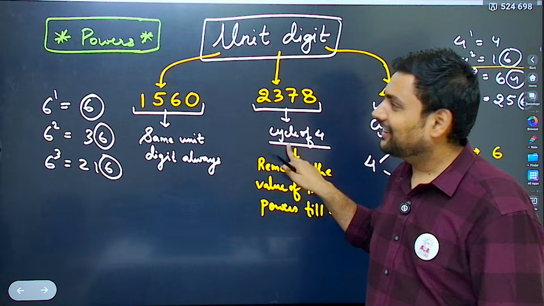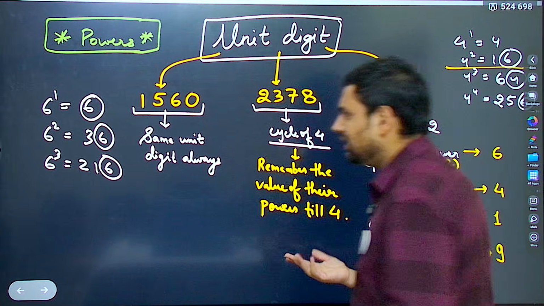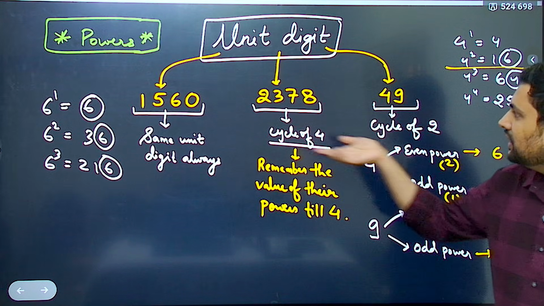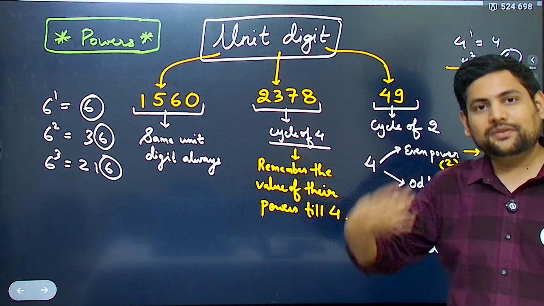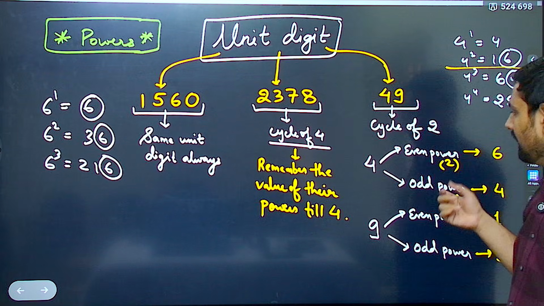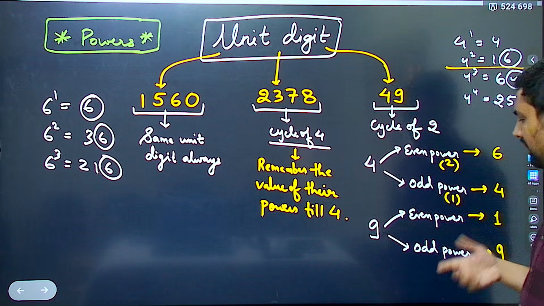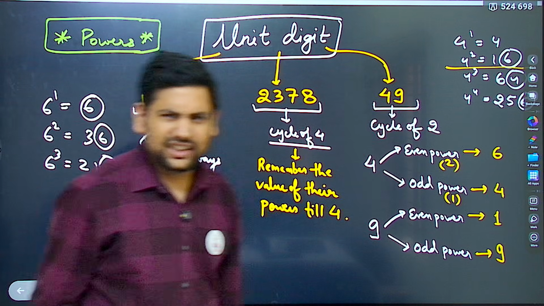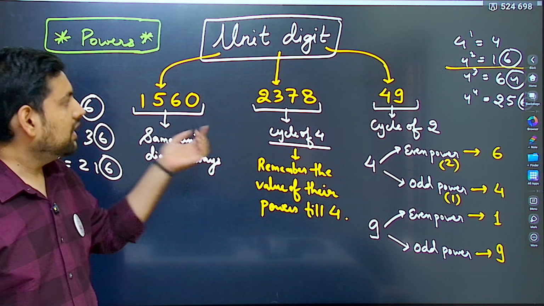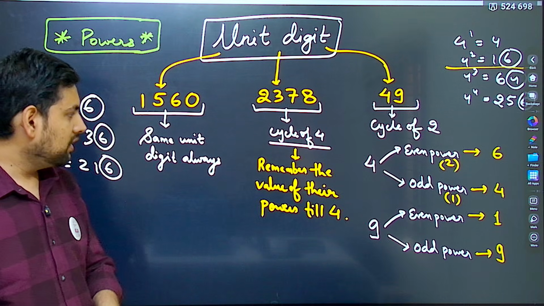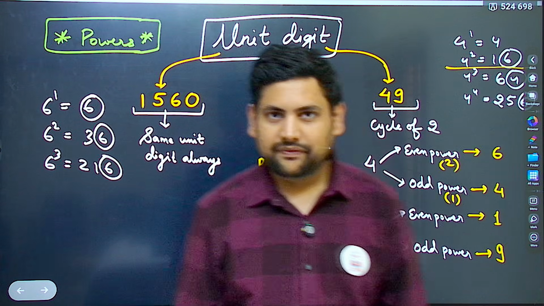Now we came to, if you remember, the concept of unit digits, correct? Now we made 3 buckets: 1560, 2378, 49. 49 was perfect square. It also consists of perfect squares 4 and 9, correct? And the cycle is of 2. If even power, then 6, odd power, then 4; even, then 1, odd, then 9. This is fine. This remains the same, always 1560. Then 2378 has a cycle of 4. Remember the value of their powers till 4. If you do this, it becomes easy.